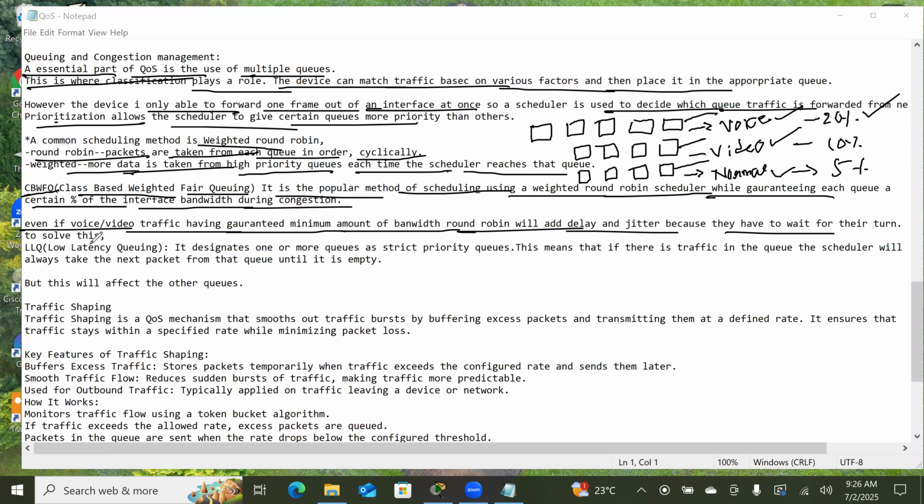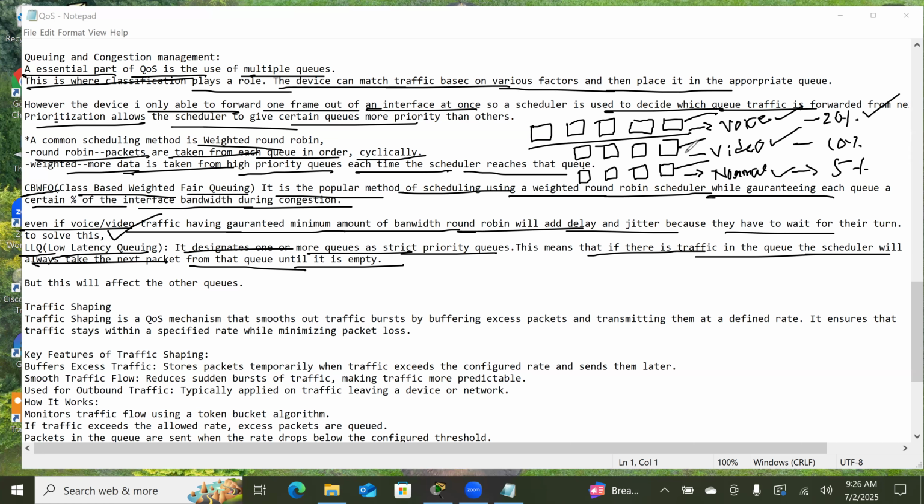To solve this, the LLQ method is used. What is LLQ? Low latency queuing. Here, it designates one or more queues as strict priority queues. This means that if there is traffic in that queue, the scheduler will always take the next packet from that queue until it is empty. You already know that voice data is highly prioritized. So in LLQ, it takes all the data at the same time and then goes on to the next queue, and next it will go to the normal queue. This is what happens in low latency queuing.